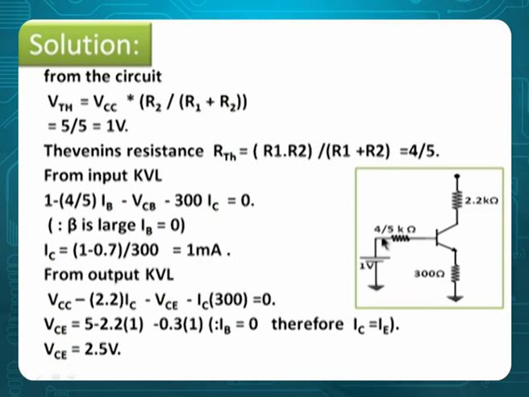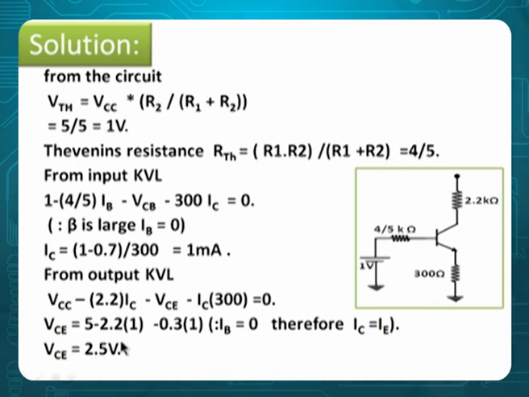In the process, actually IB is already neglected. So this is 1 minus 0.7, 300 into IC. So IC will directly come. IC is equal to 0.3 by 300, that becomes 1 milliampere. And once you take the output KVL, VCC minus 2.2 IC minus VCE, IC into 300, you will get VCE as 2.5.